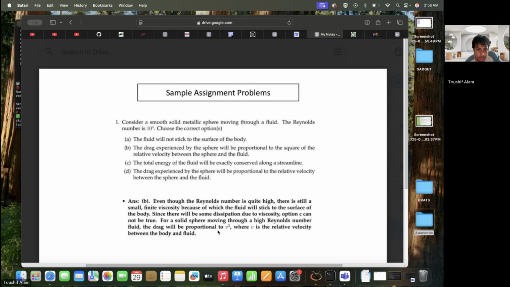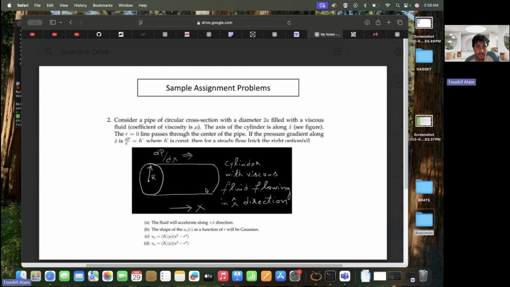Okay, so option B is the correct option. Question number 2. Consider a pipe of circular cross-section with a diameter 2a filled with the viscous fluid.